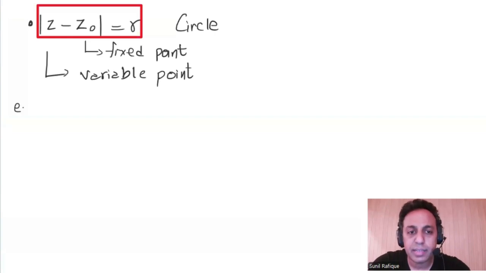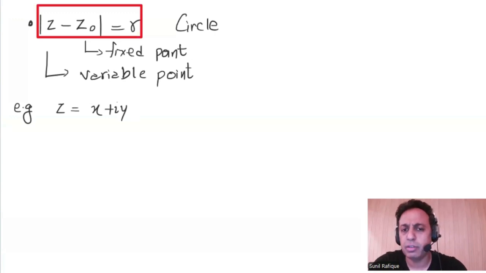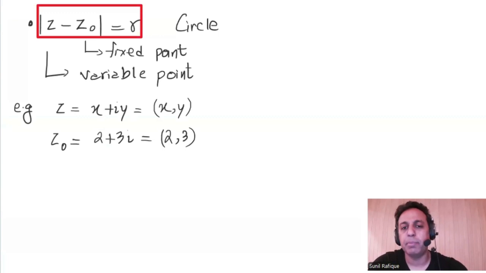Okay, so let's take an example, and I'm going to be taking z to be x plus iota y, which is like a general variable complex number. And on an Argand diagram, this point will look like (x, y), where x is the real part, y is the imaginary part. Let's take z naught to be some number, 2 plus 3 iota. And this is going to be (2, 3) on an Argand plane. And let's say their distance r is equal to 4.